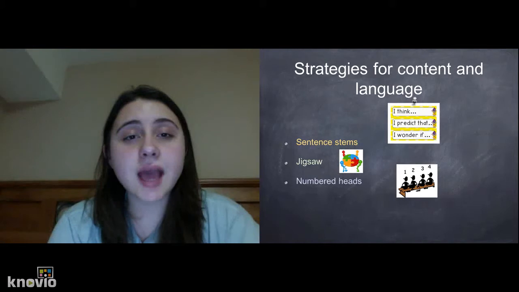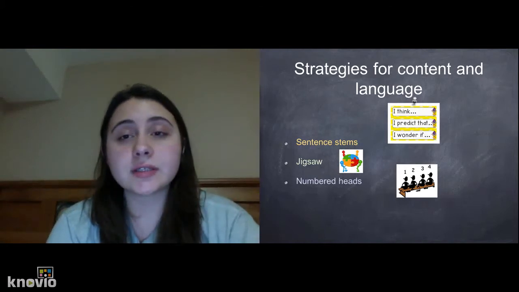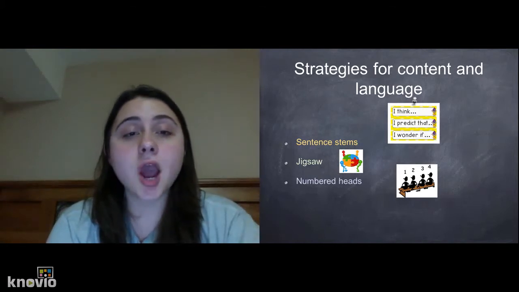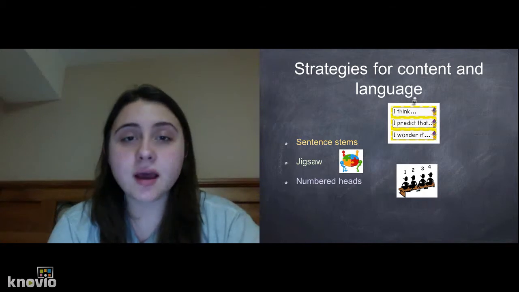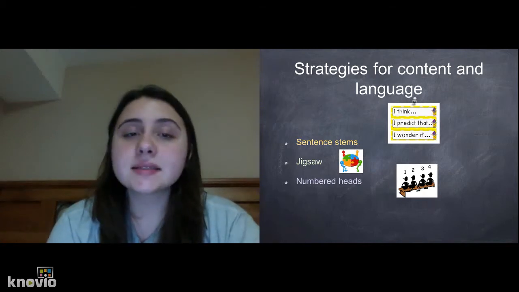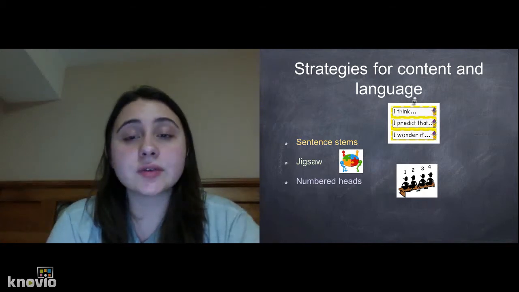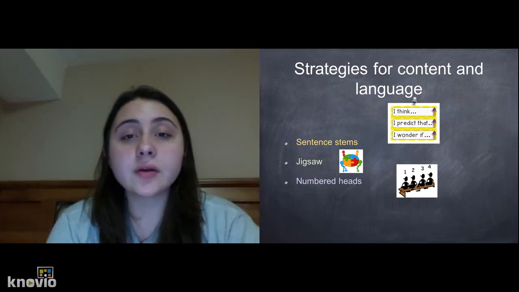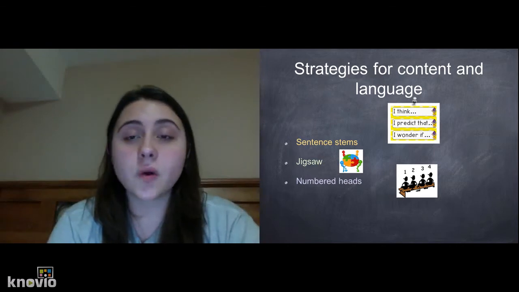Some strategies I like to implement during cooperative learning to support my ELL students are sentence stems, jigsaw, and numbered heads. Sentence stems are used to support and guide student conversation. I purposely use sentence stems that include the language I want my students to be communicating during conversation. For example, I agree with you because, or I can relate to your experience because.